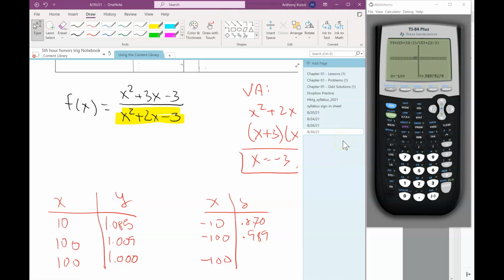And then, oops, these are supposed to be thousands. I don't know why I wrote hundreds there. Oops, I typed in hundreds for thousands. Now I'm saying it. And that's 0.999 there. So again, as my x's are getting smaller, I'm getting closer to 1 from below, right? So at this point, I'm pretty satisfied that 1 is my asymptote, and that's it.